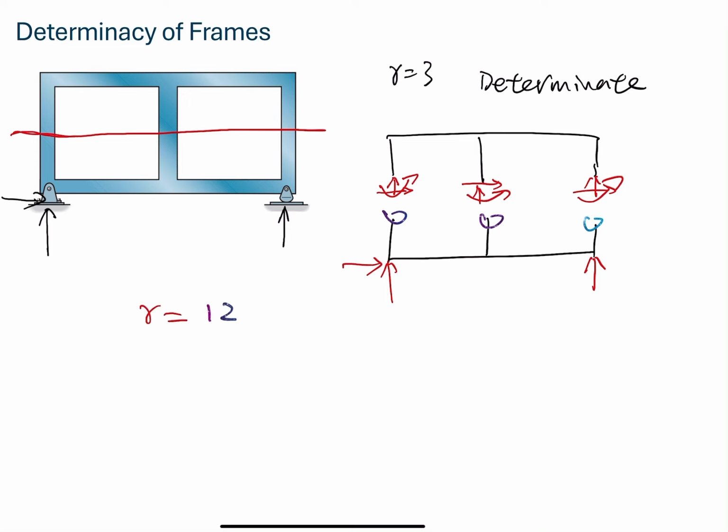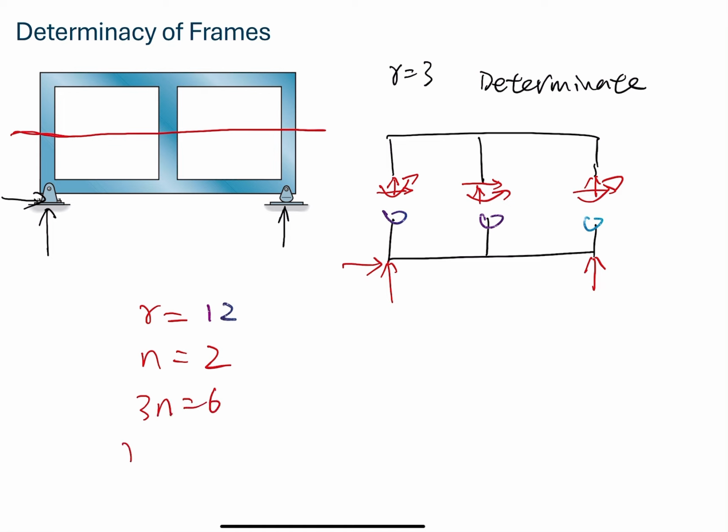We say R equal to 12. And how many members we have? N equal to 2. Because we have top element and we have bottom element. So for each element, we can write down 3 equations of equilibrium. So in total, we have 3 times n equal to 6. We have 6 equations of equilibrium.